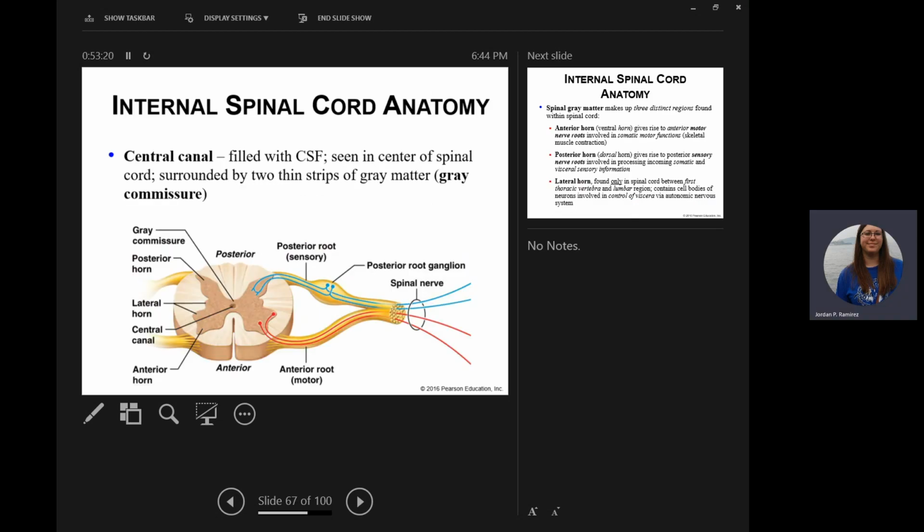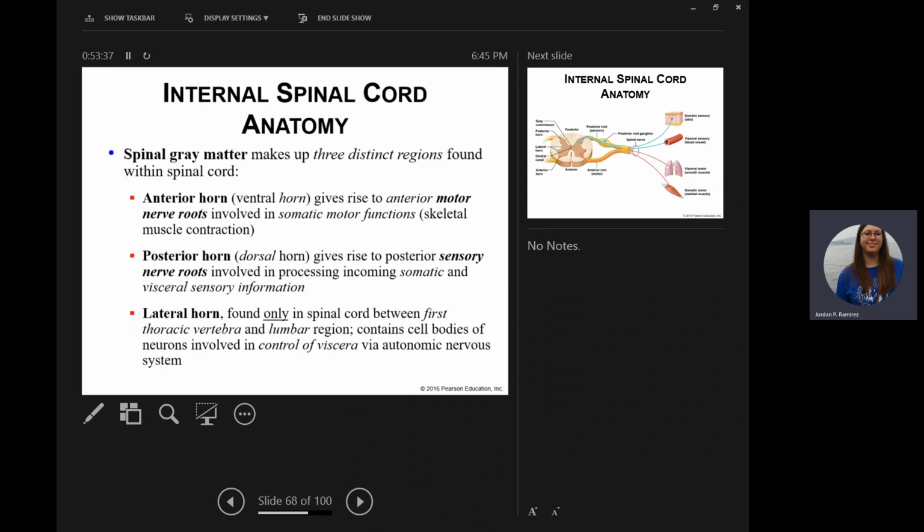Okay. All right, so this is our spinal cord anatomy. I'm going to run through this real quick because we can talk more about this in lab. You have a central canal with your spinal cord. It's filled with cerebrospinal fluid and is seen in the center of the spinal cord. It's surrounded by two thin strips of gray matter, or the gray tissue. The spinal gray matter makes up three distinct regions found within the spinal cord: the anterior horn, posterior horn, and the lateral horn, so named because of the location.